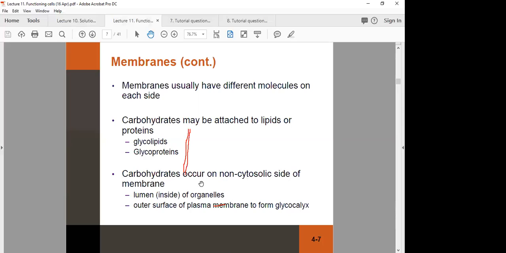If we're referring to the membrane surrounding the organelles, then the carbohydrates are found on the inside of the membrane, that is facing towards the lumen, the inside of the actual organelle. But as we just said, the carbohydrates are found on the outer surface of the plasma membrane of the cell, and it forms a layer called the glycocalyx. So many new terms.